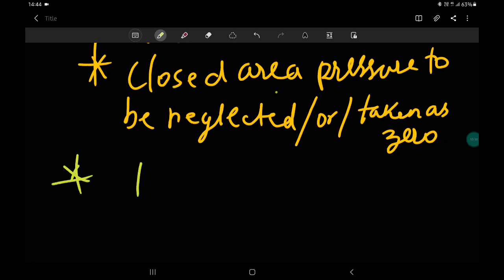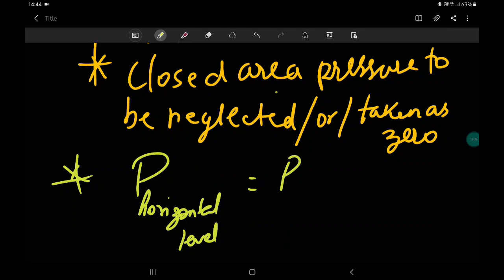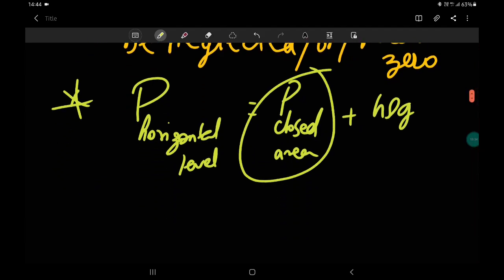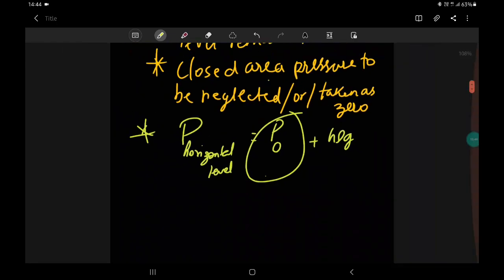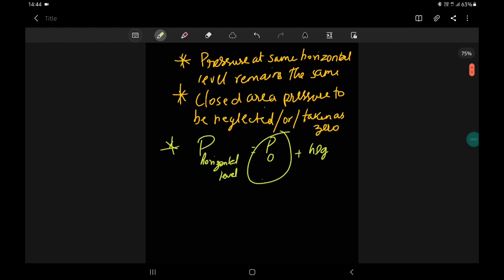Third point, the pressure at any particular horizontal level is equal to the pressure of the closed area plus H rho G. But this closed area term always changes with respect to the question. So instead of writing closed area or initial point, I am defining it as P naught. So P naught plus H rho G. These were the three important points which we learnt in today's class.